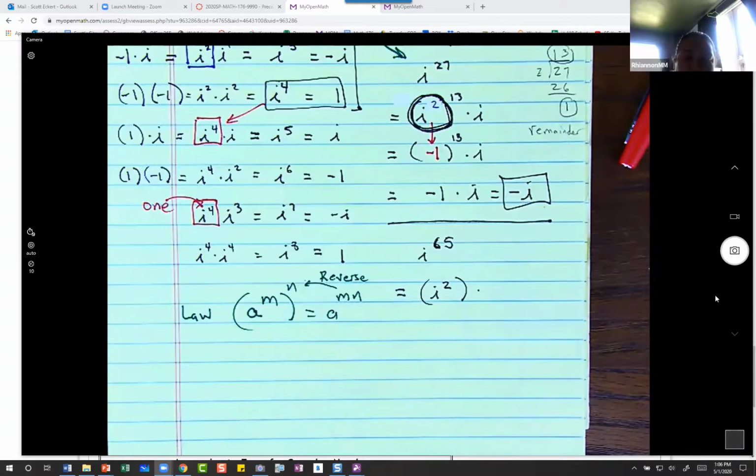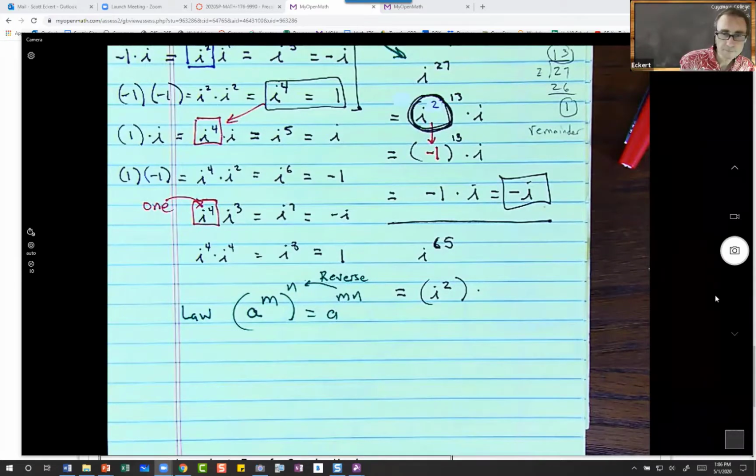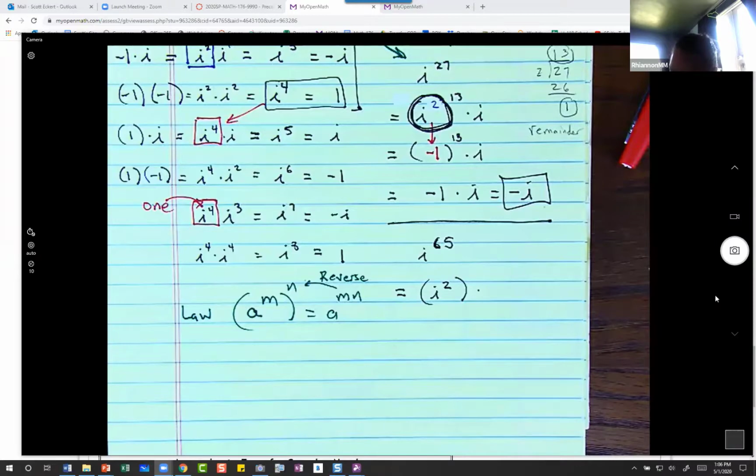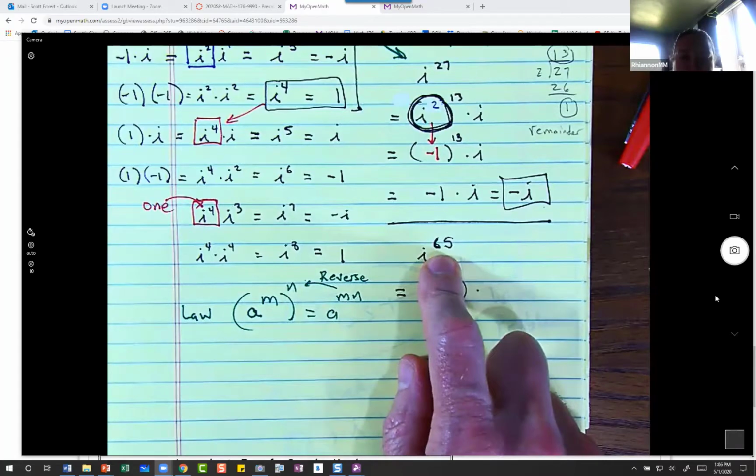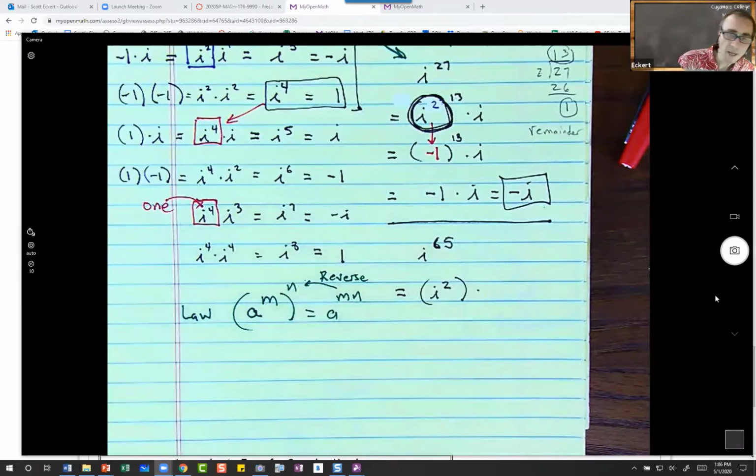Mr. Eckert, what would you use for half? Half. Yeah, because 65 divided by 2 is 32 and a half. Sorry, my writing looks a little bit sloppy, 65. It's not so much a half, it's that you're going to have one i extra. So 65 or 35 is going to come out the same because you've got this extra remainder of 1.